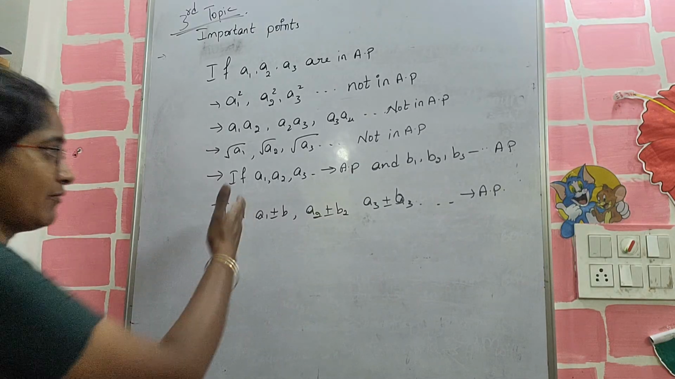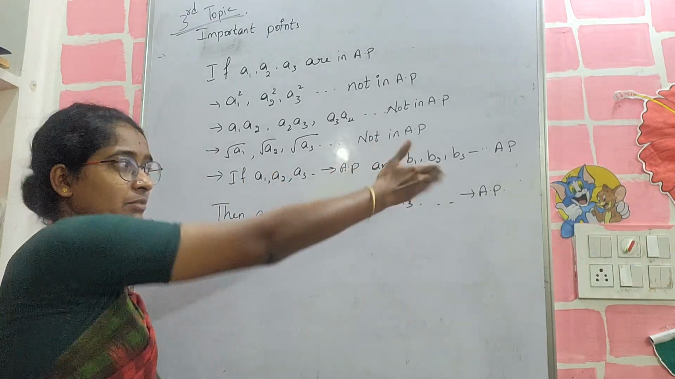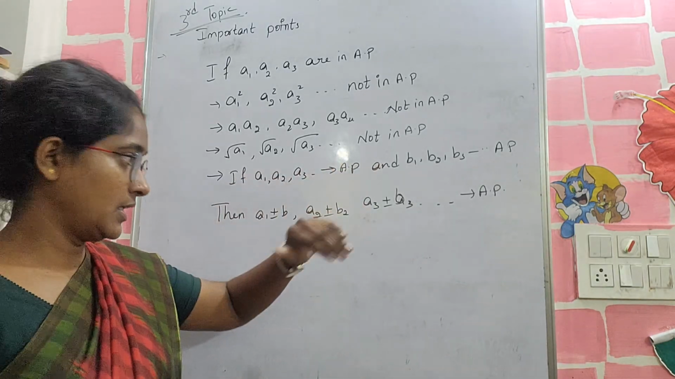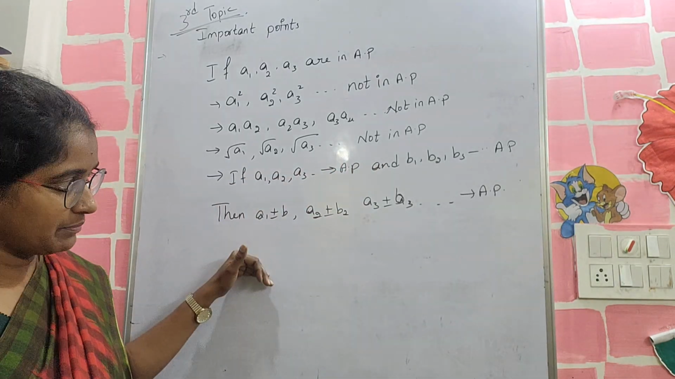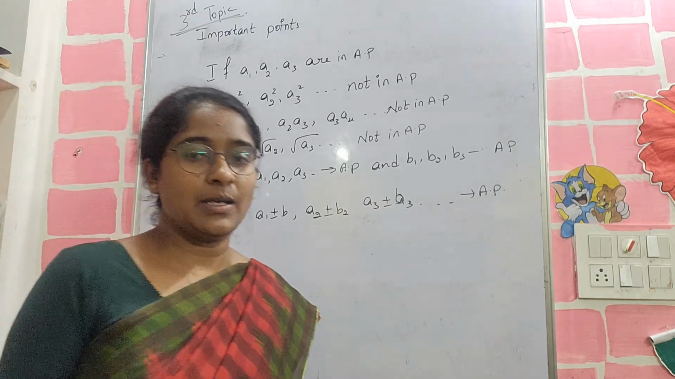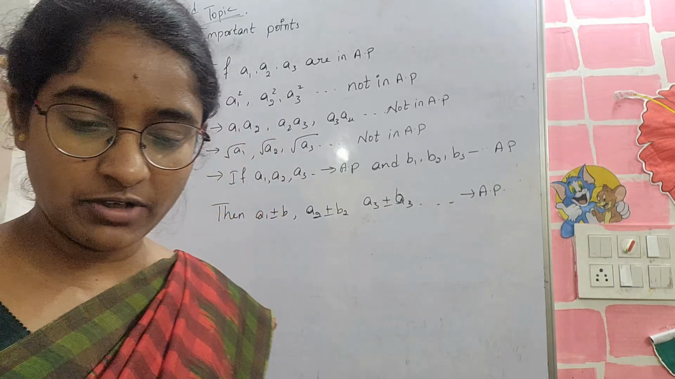Or suppose A1, A2, A3 are in AP and B1, B2, B3 are in AP. If these two series are in AP, the sum or the difference of these two series will make an AP. Okay, so we'll do some questions.